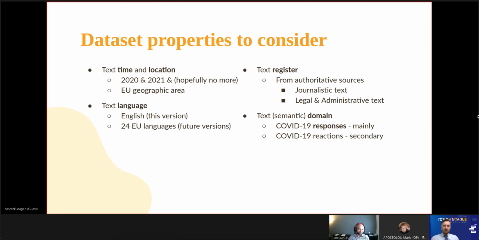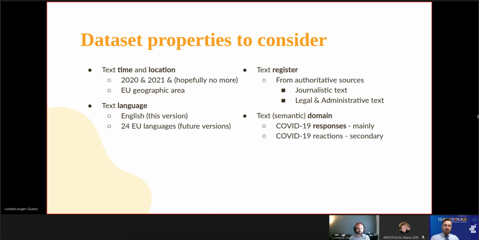It applies to text originating from the EU geographic area and about the EU geographic area. The language, in this version, we decided to limit to English only. But we plan to extend it to the 24 EU languages. So for now, it's just English.